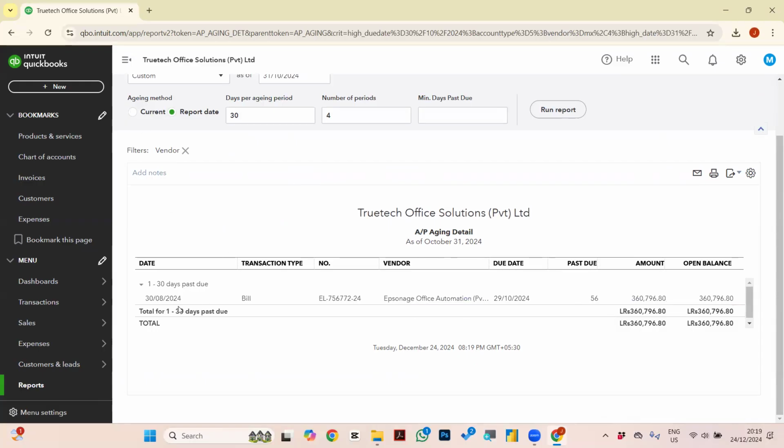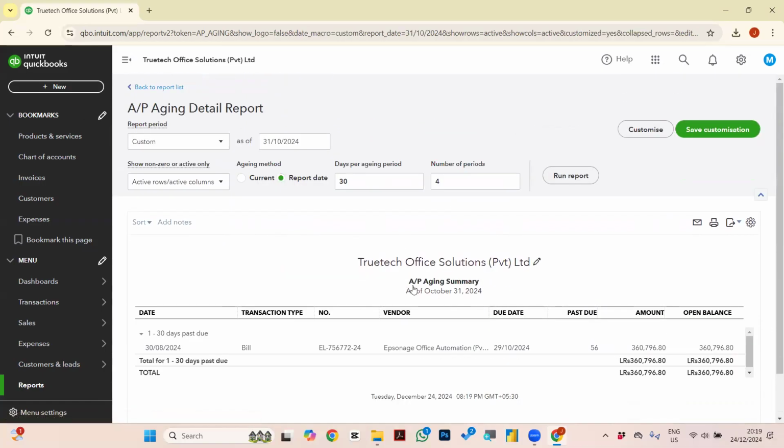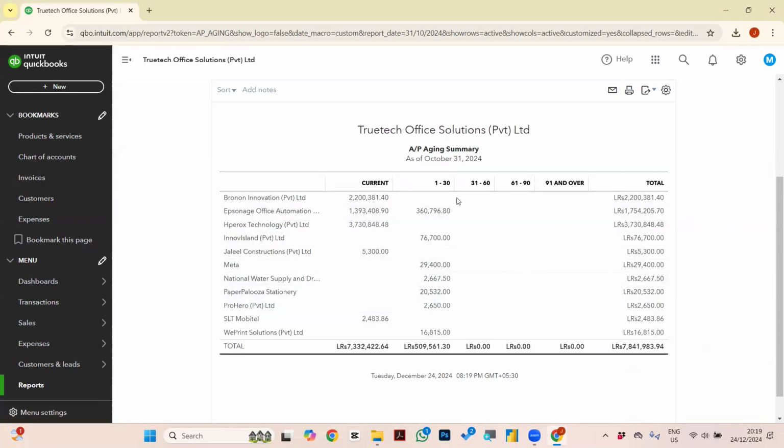Okay. So this was issued on 30th August. 30th September, 30th October. So we have actually only 1 or 2 days overdue, not past due. On 1 or 2 days only. So don't worry about it. So we can go back to summary. You see, this is how you get the summary.